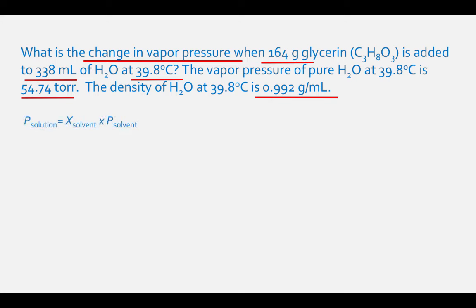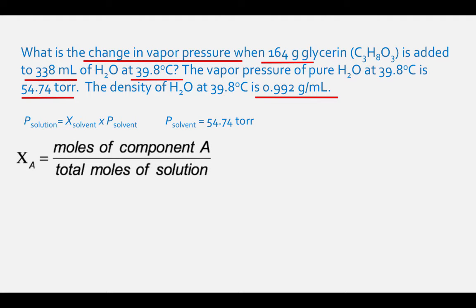Vapor pressure is calculated by Raoult's law, which states that the vapor pressure of a solution is the product of the mole fraction of the solvent and the vapor pressure of the pure component or the solvent. So we already know the vapor pressure of the pure component, the water. It is 54.74 torr. Now we need to calculate the mole fraction of the water, which is going to be the moles of the water divided by the total moles of the solution. To do that, first calculate the moles of water, and then we will calculate the moles of the glycerin, which is the solute.